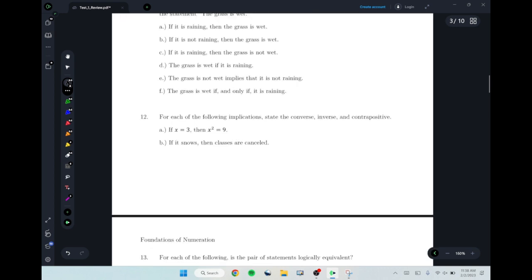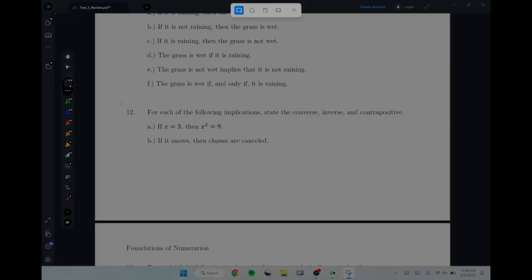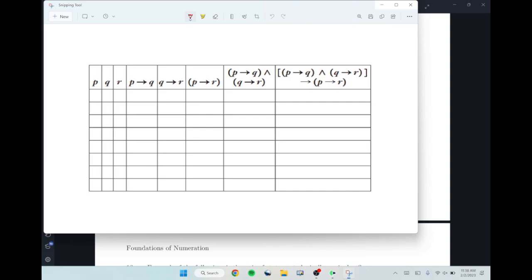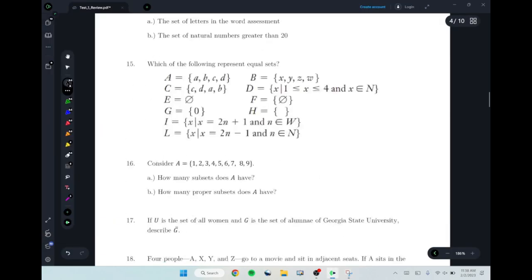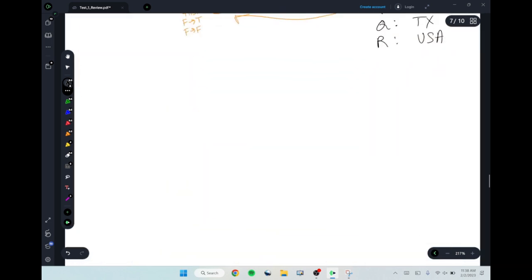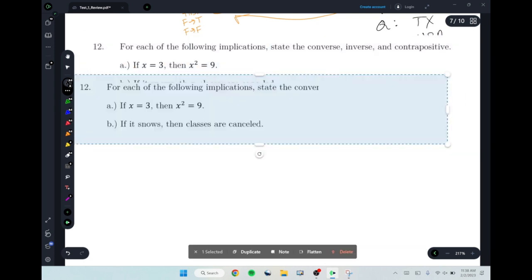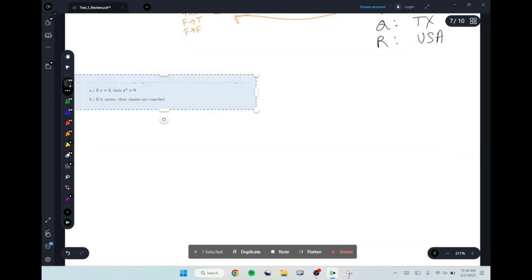Number 12. Converse, inverse, contrapositive. Love it. While I'm copying and pasting, what are the definitions of each of those? The converse is the one that you would think they would teach first, right? Is that the one that's the complete opposite, where you just change one thing?